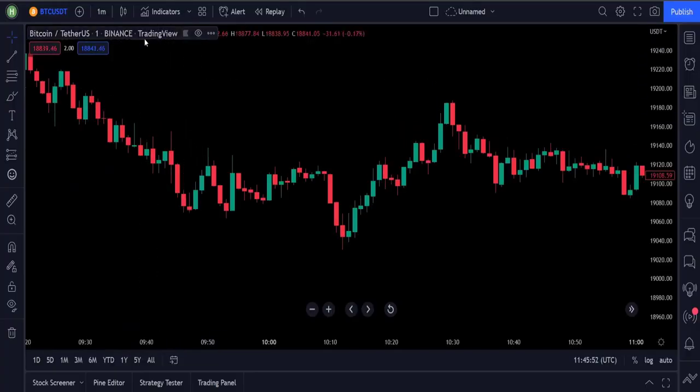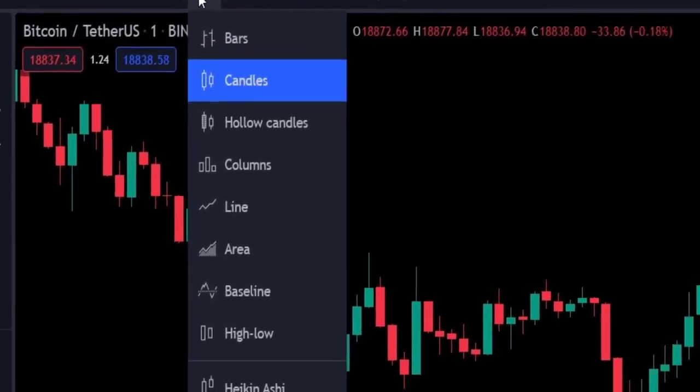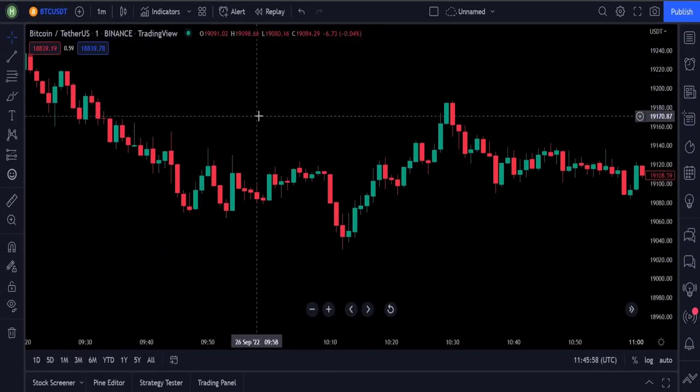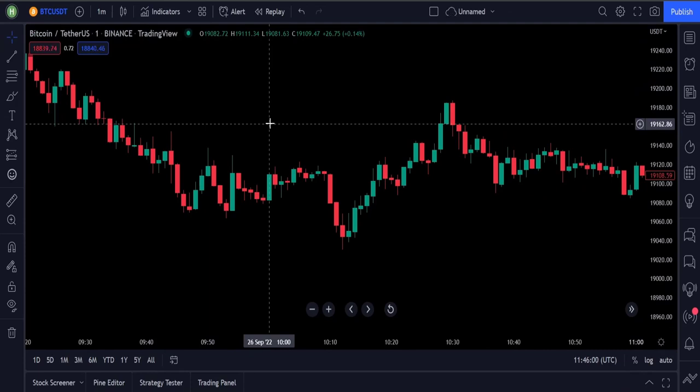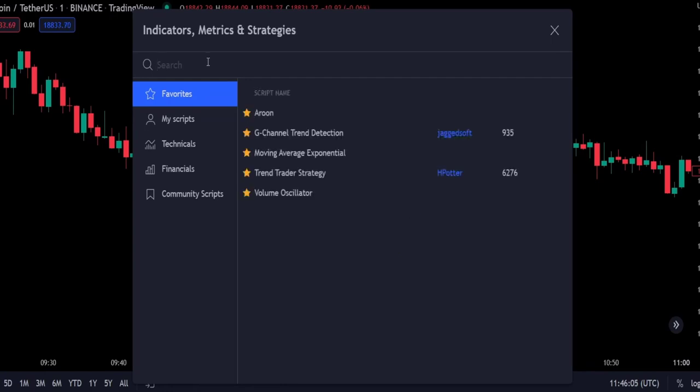So I'm in TradingView.com and we'll use this as a 1-minute and regular candles chart. We're going to be using 3 indicators in this strategy. So for the first indicator, we will go into the Indicators tab and search for Super Ichi and select this one by Lux Algo.